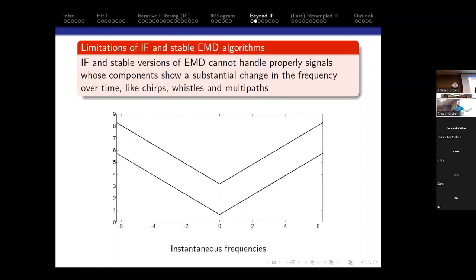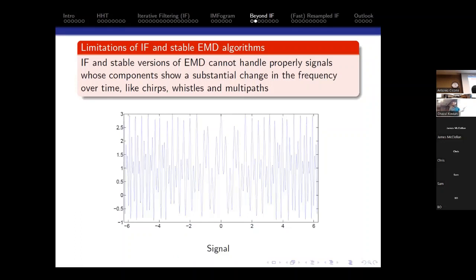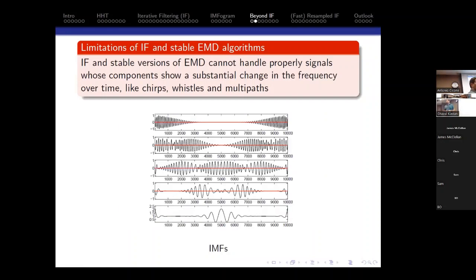So at each instant of time, they're well separated, but if I look overall, the ranges of frequency are overlapping. This means that if I try to apply any technique developed so far, any iterative technique, we cannot separate these two as we would like. So let's combine these two components in a signal and feed it into fast iterative filtering. And that's what you get as a decomposition.